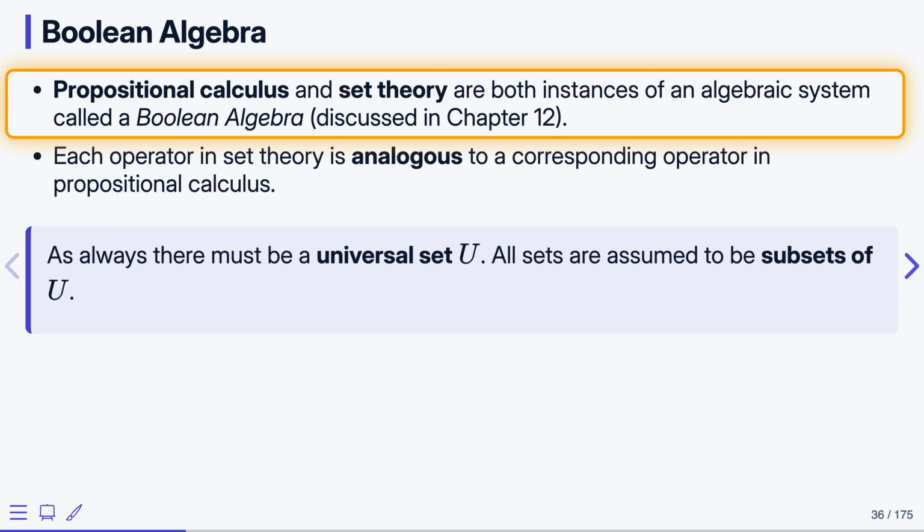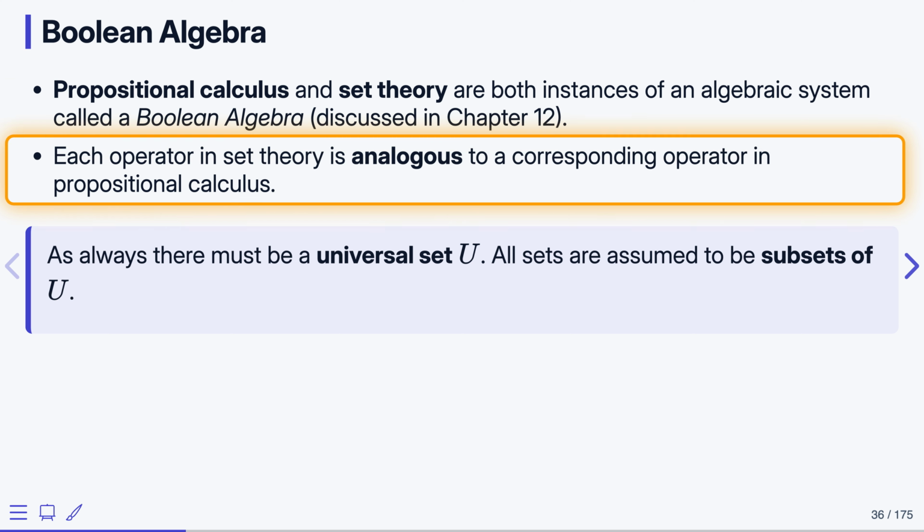A short but important idea. Two things you have already studied, propositional calculus and set theory, are secretly the same kind of system. We call it a Boolean algebra, and we study it fully in Chapter 12. What this means for us now is that every set operation has a twin in logic. Union behaves like or, intersection behaves like and, complement behaves like not, so the rules will feel familiar.